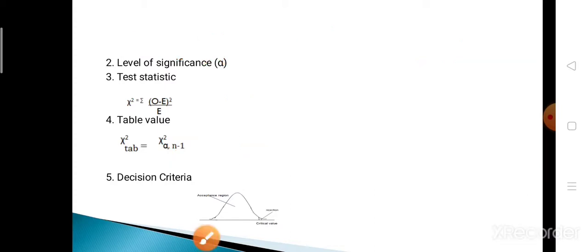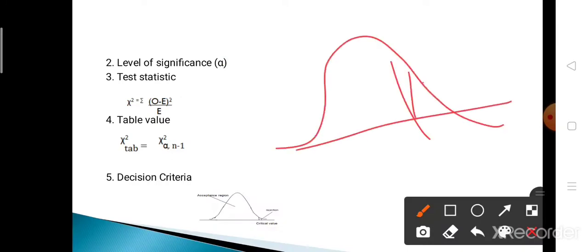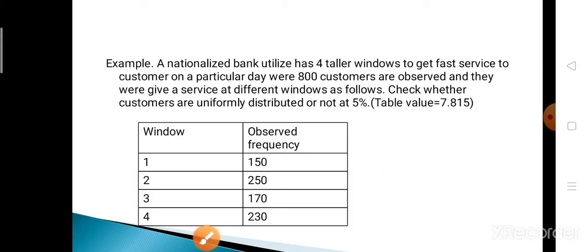The given test is one-sided right, so only one rejection region is there, on the right side. So this is the rejection region, this one is the acceptance region, and this point is the positive table value or positive critical value. Let's see one example.